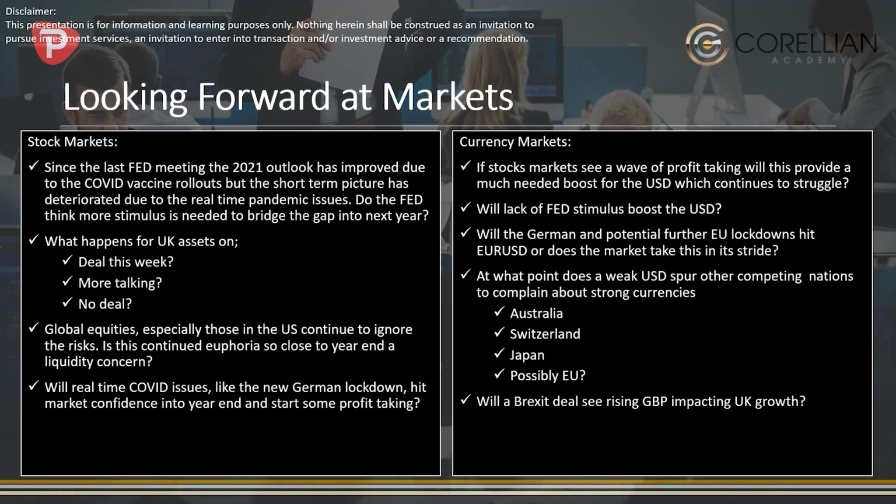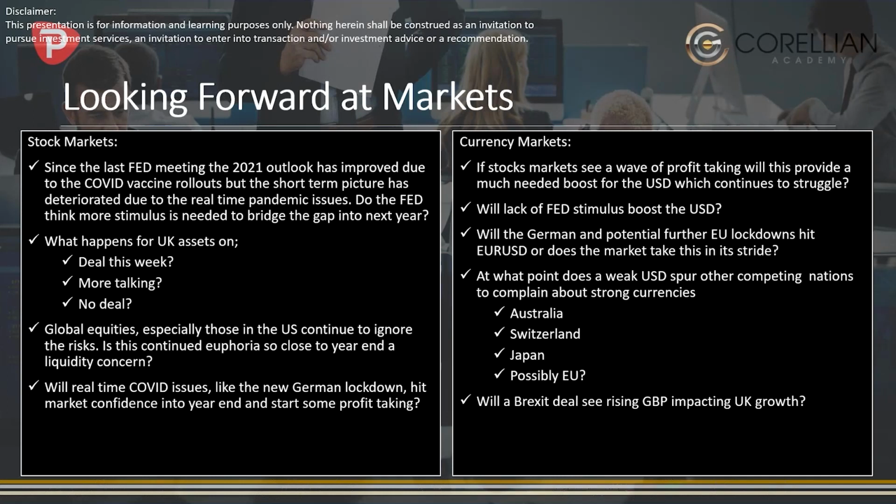Currency markets, if we do see a wave of profit taking, the way the correlations are at the moment, that will probably see the dollar higher. And remember, the market is pretty short and pretty bearish, so that could be an issue for the dollar if we do see a tip over in the stocks. So keep an eye on that.